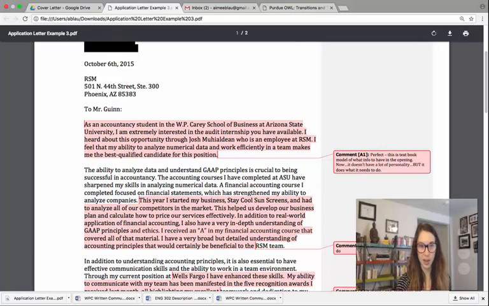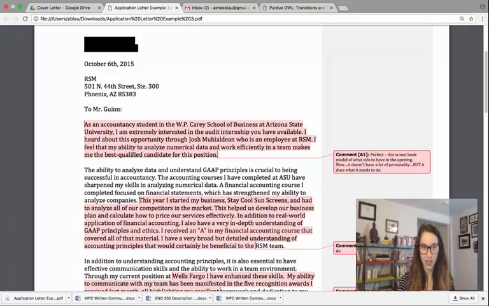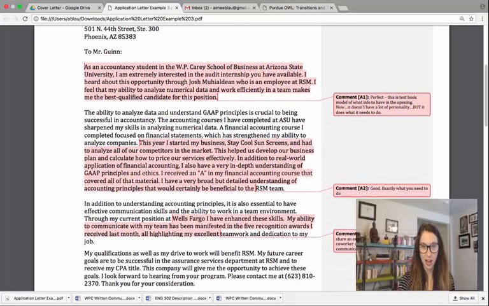So I want to show you what I mean. Here's an example of an application letter that a student wrote. The first paragraph gives credibility, right? And the second paragraph is about a job that this person had, where they applied principles from their financial accounting courses to the real world. Here is the paragraph about accounting, and then it says, in addition to understanding accounting principles, it's essential to have effective communication skills.